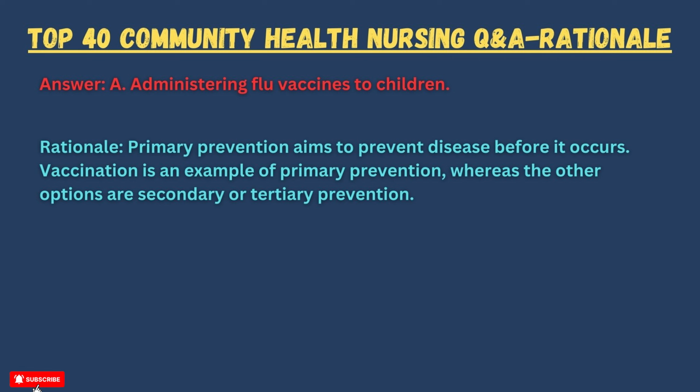Rationale. Primary prevention aims to prevent disease before it occurs. Vaccination is an example of primary prevention, whereas the other options are secondary or tertiary prevention.